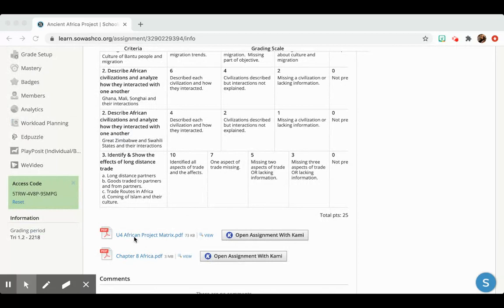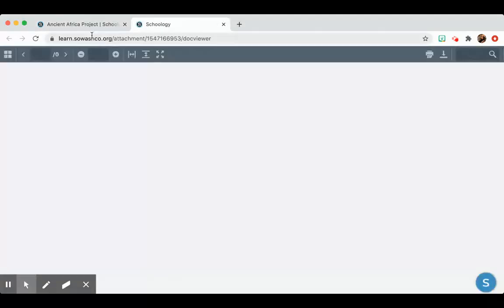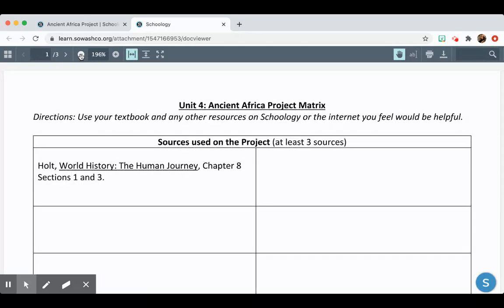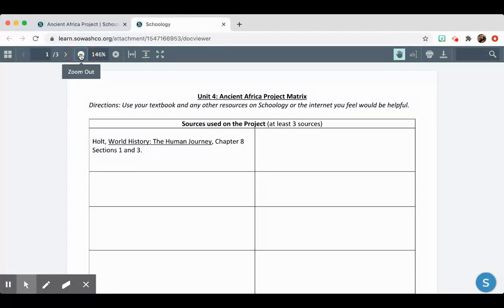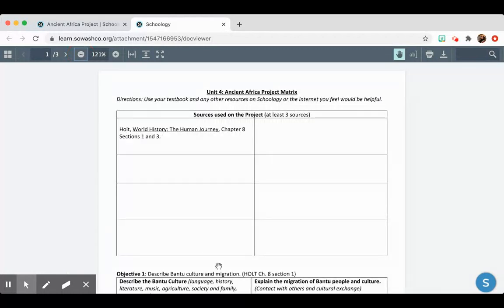Here is the matrix that you will need to download and put into Schoology. This is what you will be submitting for your assignment. Everything that you will research about ancient Africa will go onto this matrix. The first boxes are where you can put down the sources or where you find your information. Everybody should use Chapter 8 from your textbook as one of your sources. You need at least 3 other sources.